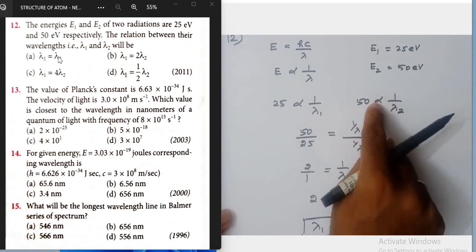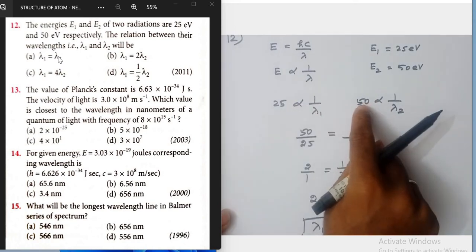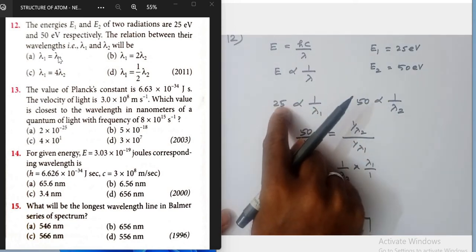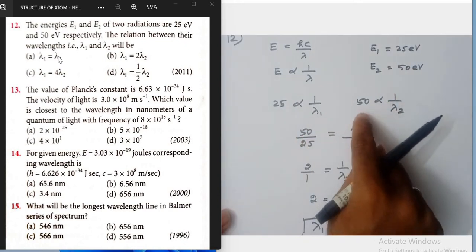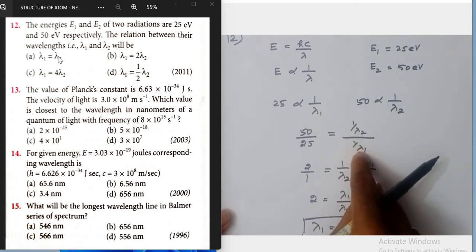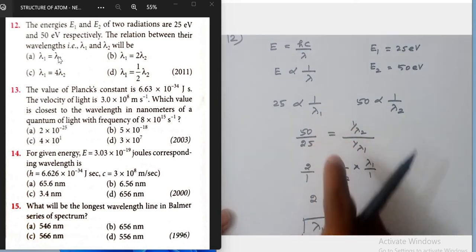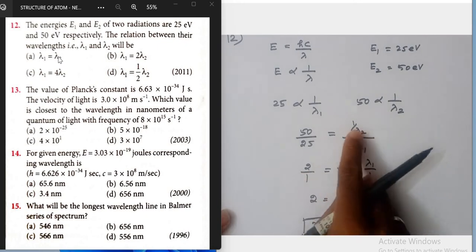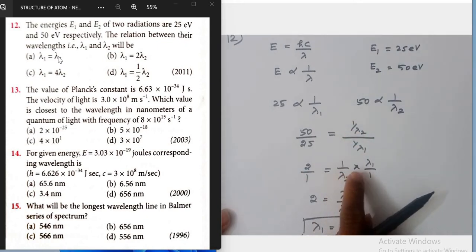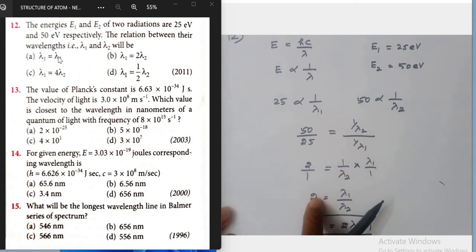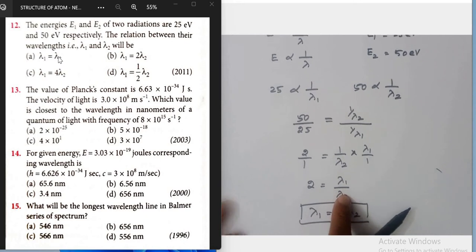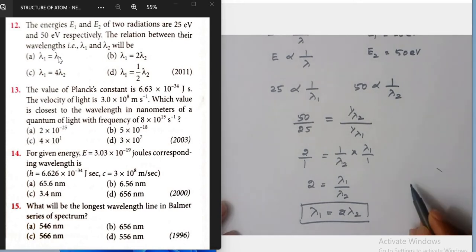Now I am going to divide this by this. Left hand side 50 by 25 equals, on the right hand side, 1 by lambda 2 divided by 1 by lambda 1. If I simplify this, you get 2 by 1. In the numerator we have 1 by lambda 2, and bringing 1 by lambda 1 to the multiplication, you get lambda 1 by 1. So 2 is equal to lambda 1 by lambda 2, or lambda 1 equals twice lambda 2. So the correct option for this question is option B.